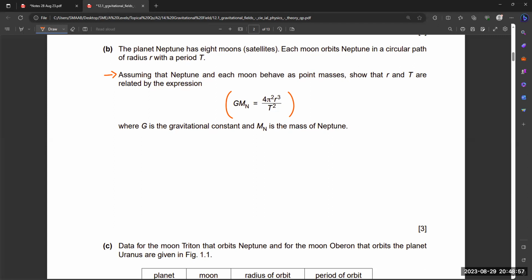So any idea how to start the derivation? Because if you want the reference, that reference is in the first part of the question. They just asked you about Newton's law of gravitation, right? So with the reference of the law of gravitation, you get the basic idea that we need to start from the gravitational law, right? Yes. So you know the basic formula F equals G m1 m2 over r square. One mass will be the mass of Neptune and the second mass is the mass of the moon, right? Yes.